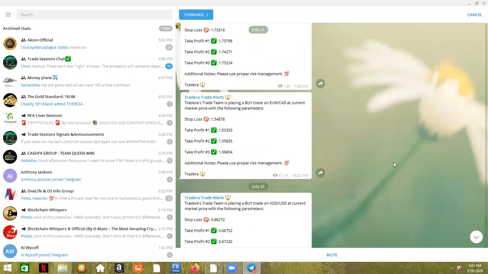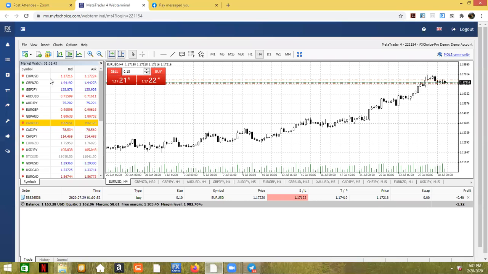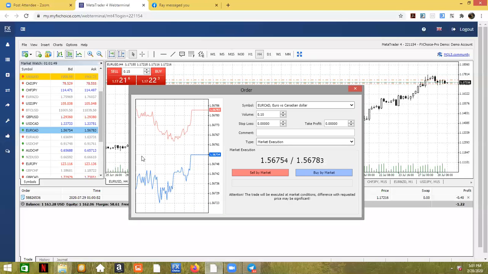And let's just go up and grab a different price. So this is the Euro Canadian dollar, right? This is the buy on the Euro Canadian dollar. Stop loss 1.54876. All right, so we got to find the Euro Canadian dollar first. There it is. Double click.